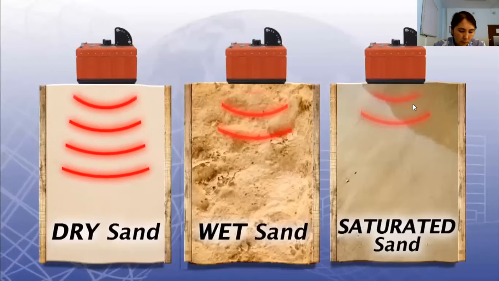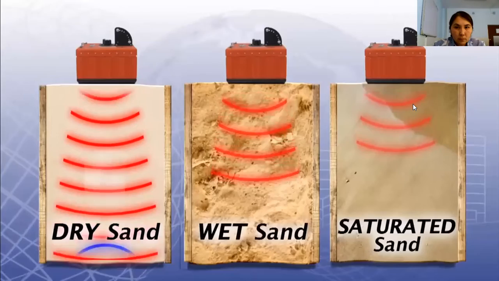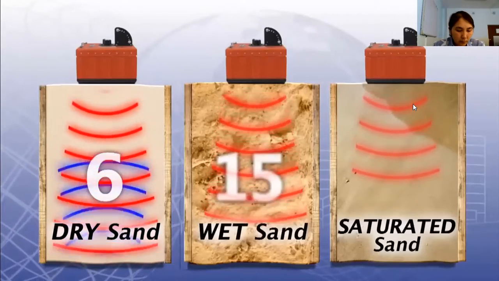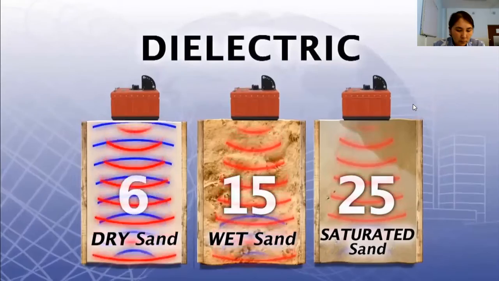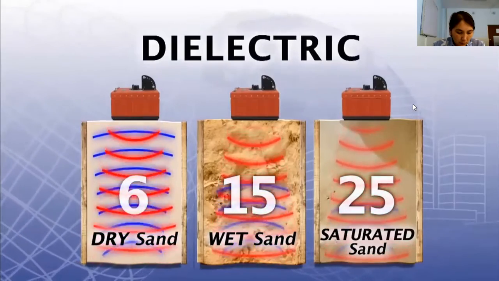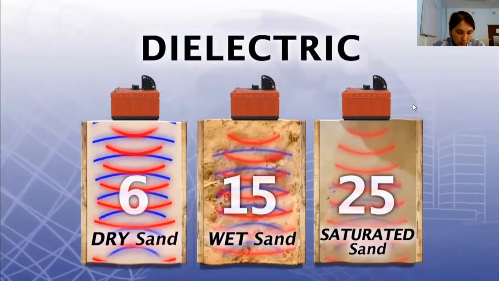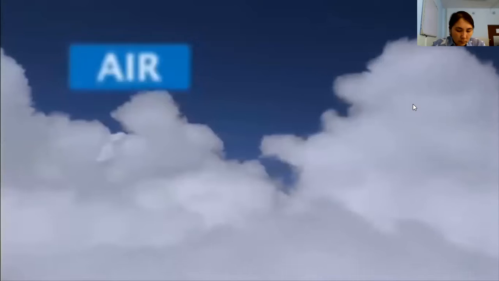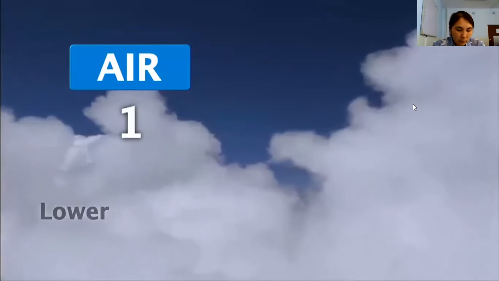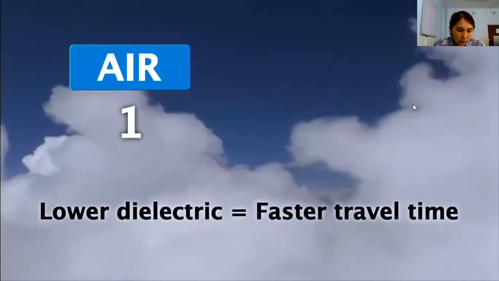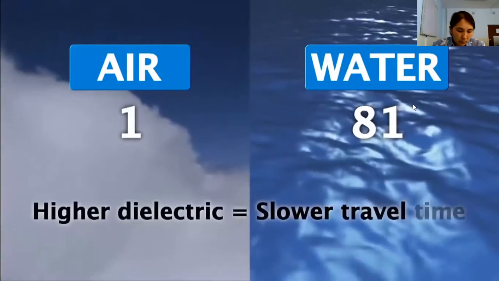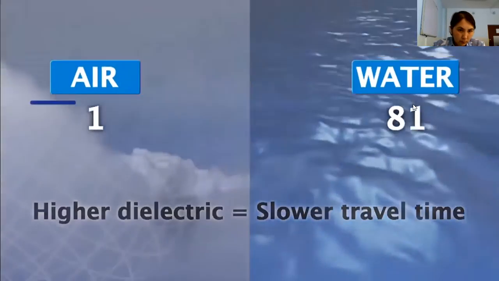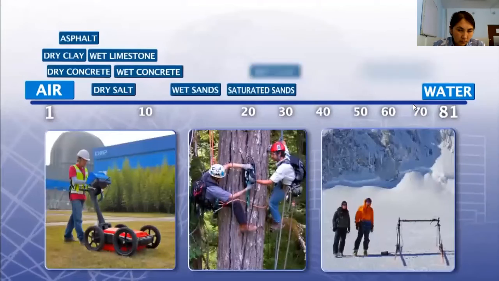Radar travels at different speeds through different mediums. A value is assigned to these mediums to represent different velocities of radar. This value is called dielectric. Dielectric is important, so the depth of targets or layers can be accurately estimated. Air has a dielectric of 1, which means radar travels fastest through air. Water has a dielectric of 81, which means radar travels slowest in water. Every medium in the world falls somewhere in between.